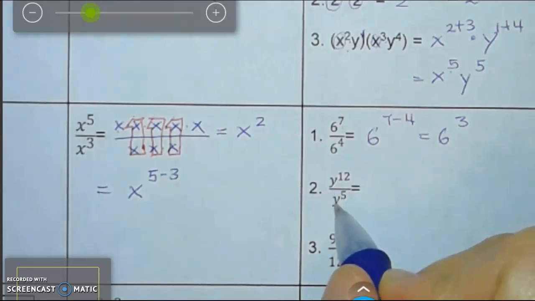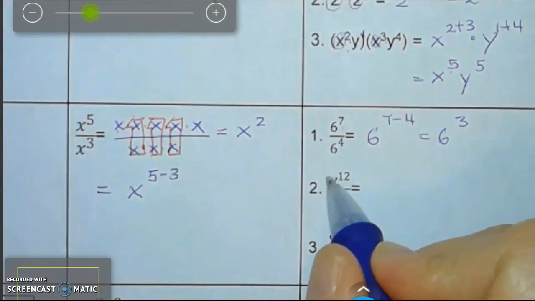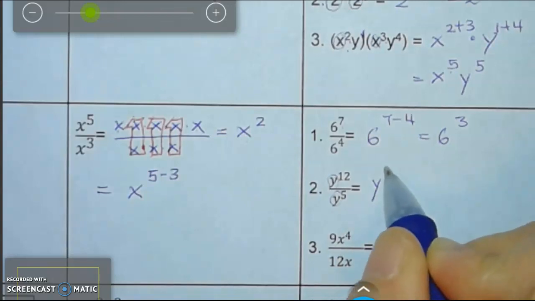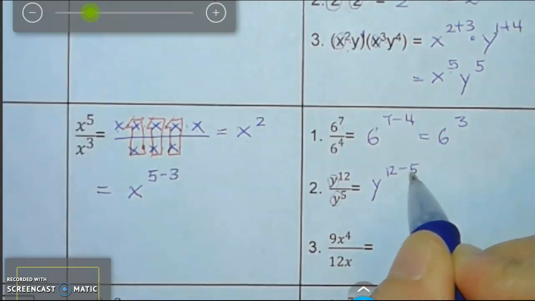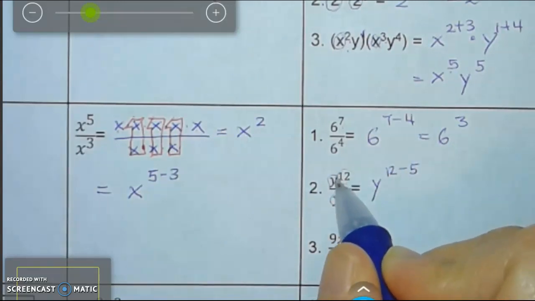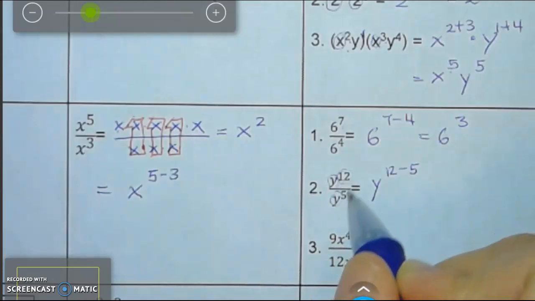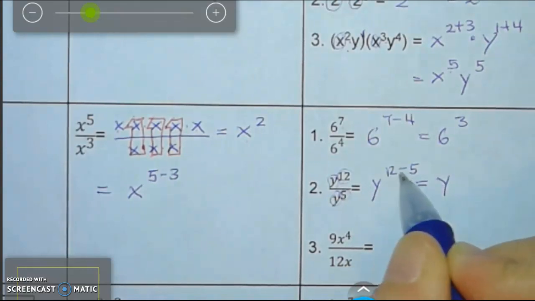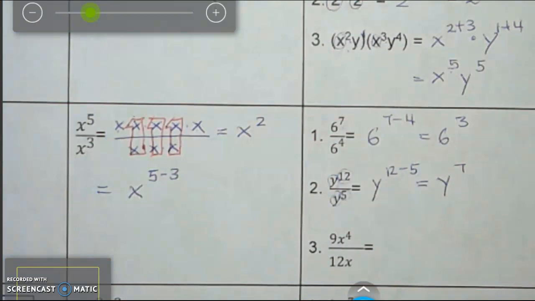This time we're dealing with a variable. It does not matter. As long as the base is the same, we can still apply the same rule. This is going to be y to the power of 12 minus 5. So the number at the top, the numerator exponent, take away the denominator exponent. So that's y to the power of 12 minus 5, which is 7.